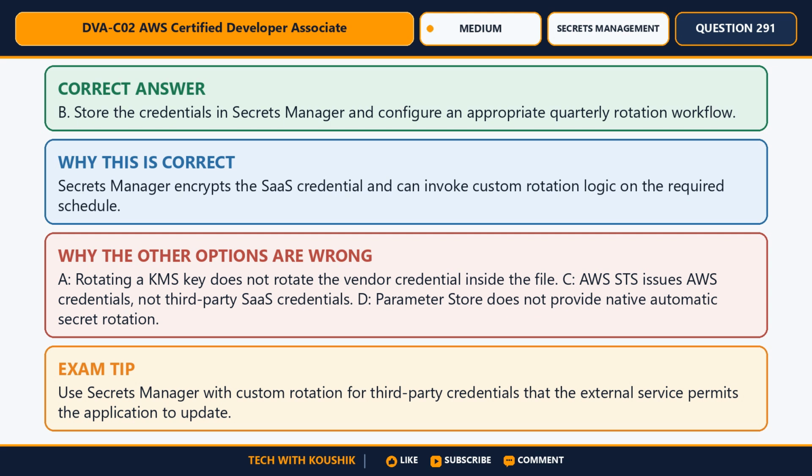Why are the other options not correct? A. Rotating a KMS key does not rotate the vendor credential inside the file. C. AWS STS issues AWS credentials, not third-party SaaS credentials. D. Parameter Store does not provide native automatic secret rotation. Exam tip. Use Secrets Manager with custom rotation for third-party credentials that the external service permits the application to update.